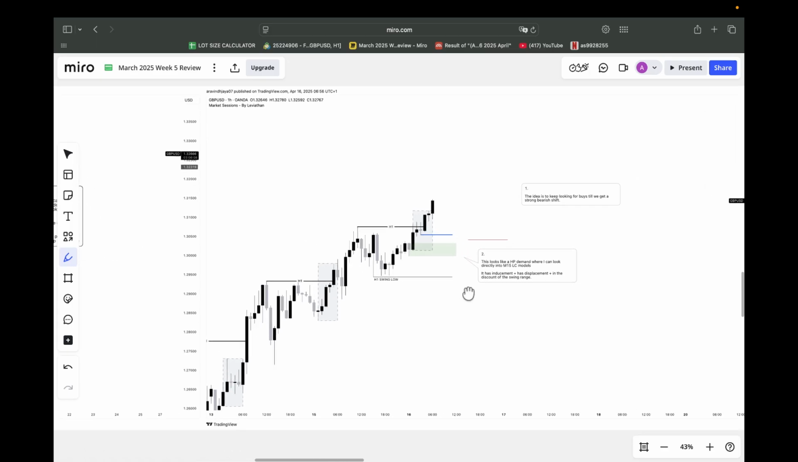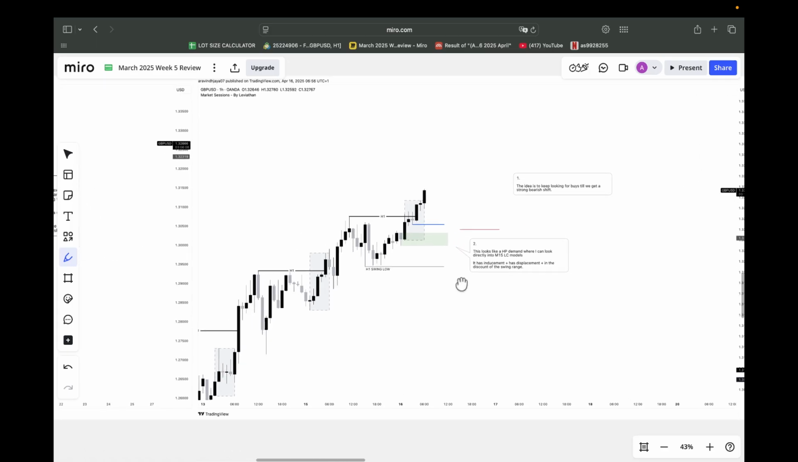So from the H1 perspective, price did not mitigate any POIs that I intended it to mitigate. So just marking the swing structure, it is very compact. So this is an inducement. This is a good POI from which I can look for trades directly, and this is also present in the discount. Inducement, flip of the inducement, displacement associated with it. So everything makes sense and is present in the discount.